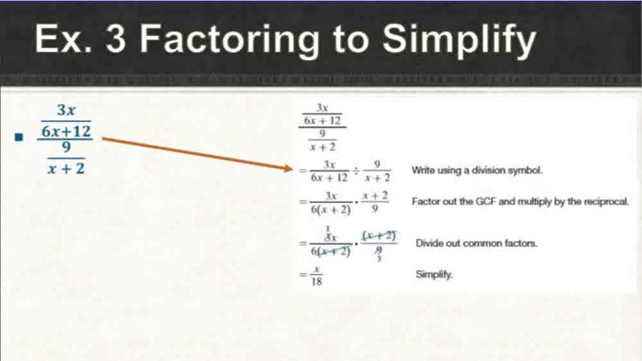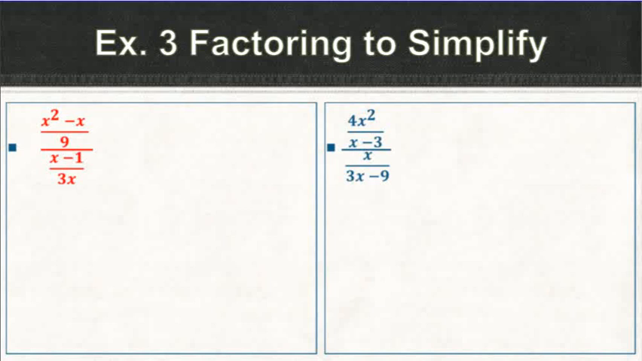Example 3, factoring to simplify. Here you can see over here we have a binomial that we can simplify by factoring out. So here you would factor the 6 out in both. So you can see that right here they factored a 6 out and got 6 times x plus 2. And then you do the same steps that we just did. So let's look at an example.